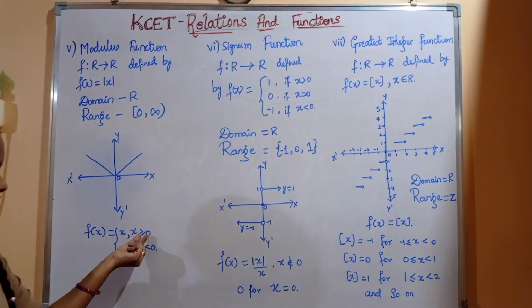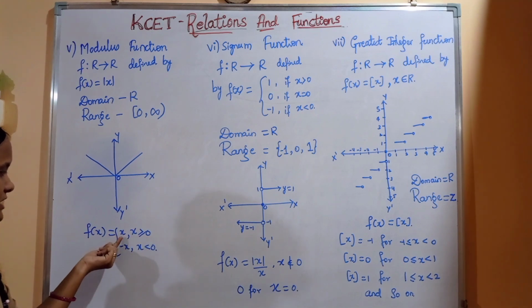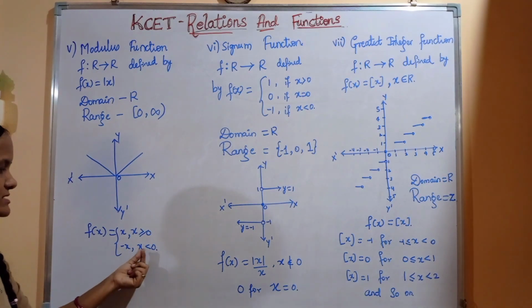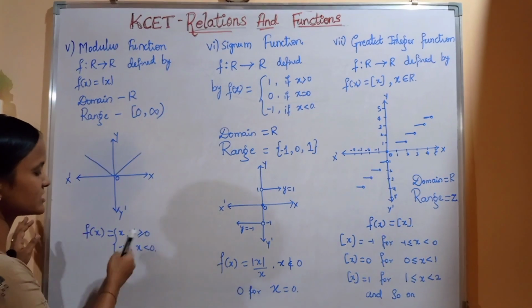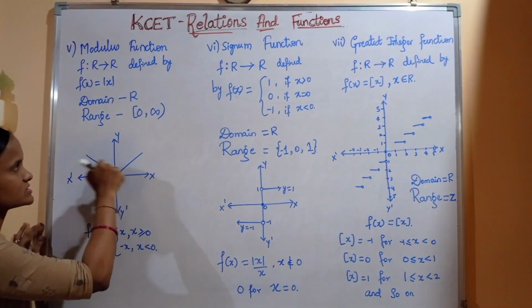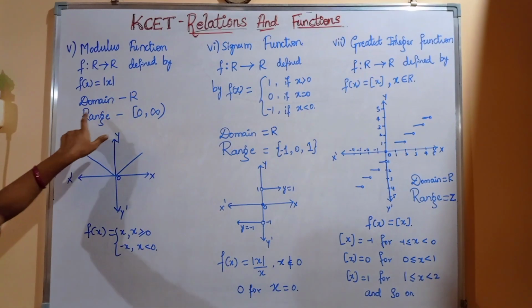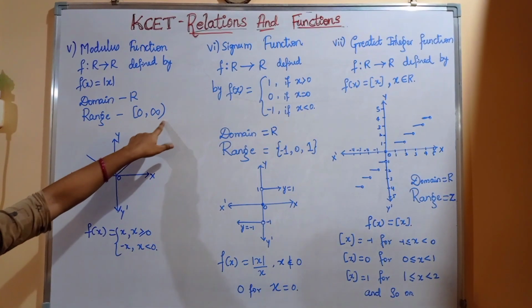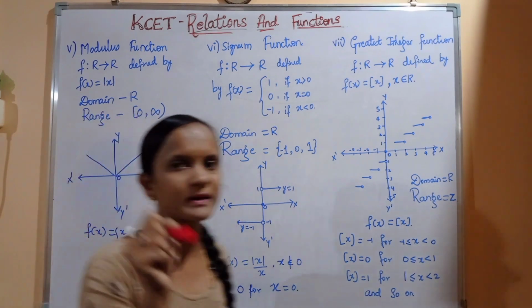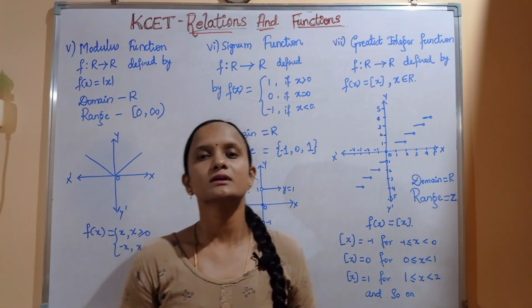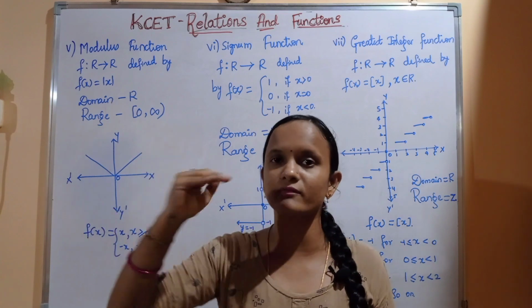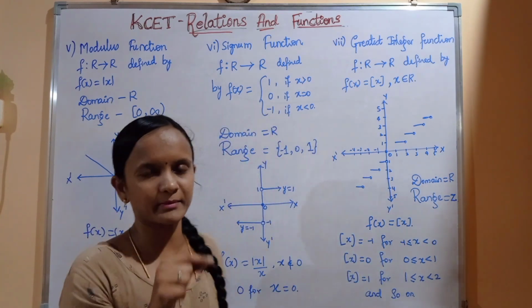If we consider a positive value or 0, the function takes the same value. If we take a negative value, less than 0, like minus 1, minus 2, then we have to multiply by minus and it becomes positive. Therefore, the domain is the real numbers, but the range is from 0 to infinity. Here 0 is also included, so a closed bracket, but for infinity we should always place an open bracket because there is no end point, it goes on and on. Therefore, we have to end it with an open bracket.